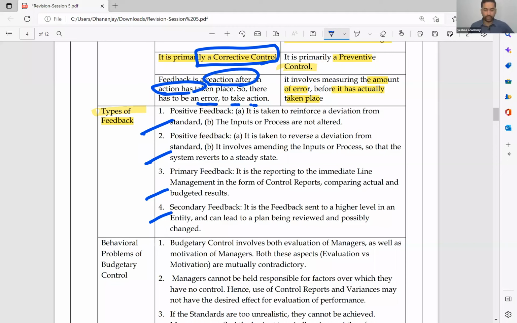Type of feedback. First one, positive feedback. It is taken to reinforce a deviation from the standard. The input or process is not altered. A feedback has been taken, but we're not changing anything.